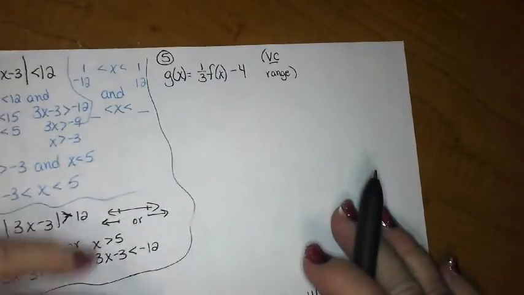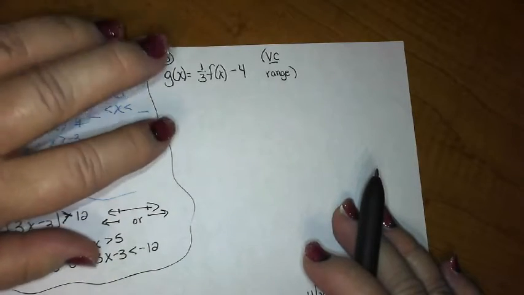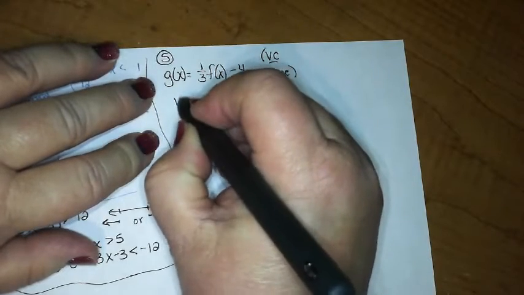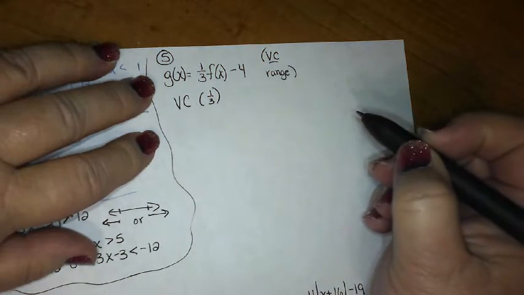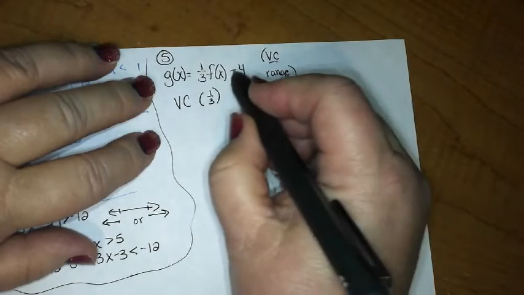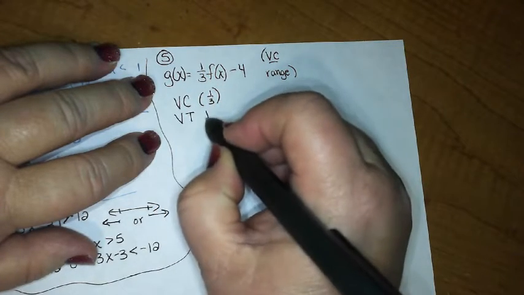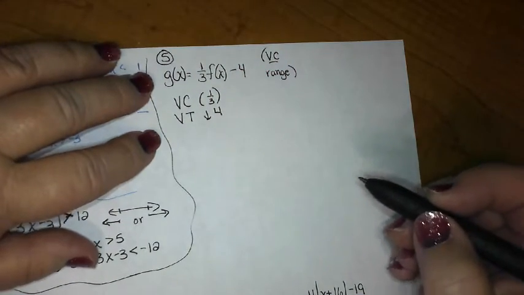Number 5. So this one we had you do the transformations and the domain and range. The 1/3 is a vertical compression by 1/3. And then of course the -4 is a vertical translation down 4. And those are the only two things that happened there.